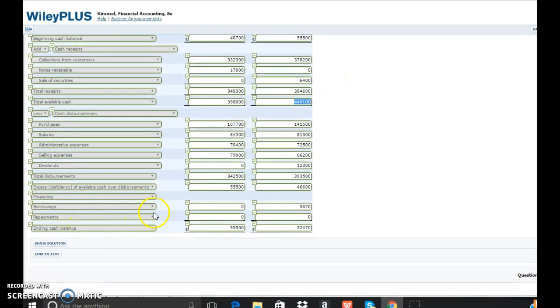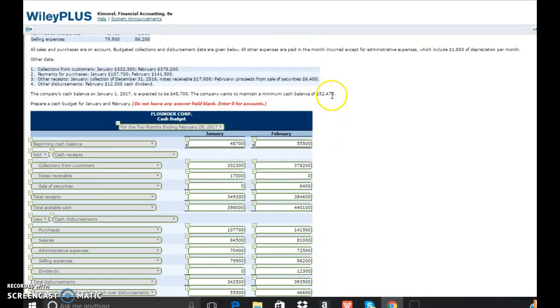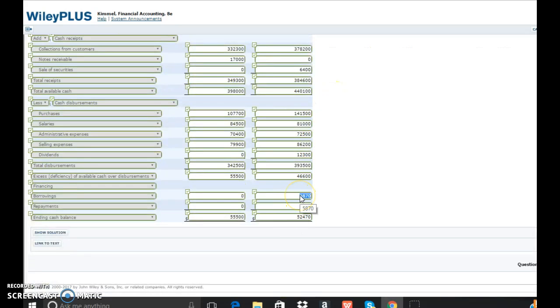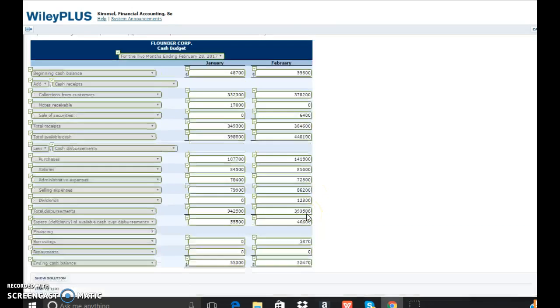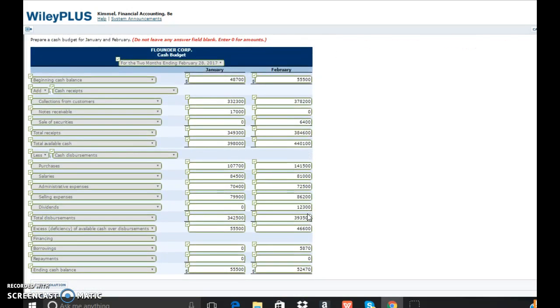Now 46,600 doesn't quite meet this minimum cash balance of 52,470. So in financing, we're going to have to borrow some money in order to get to that amount. So we're going to put in our ending cash balance of 52,470 because that is the minimum balance, and then we're going to borrow the difference. So 52,470 minus 46,600 is 5,870. And so we're going to put that in under financing, under borrowings. And that is our entire cash budget sheet.